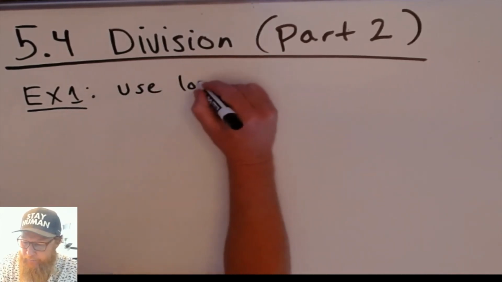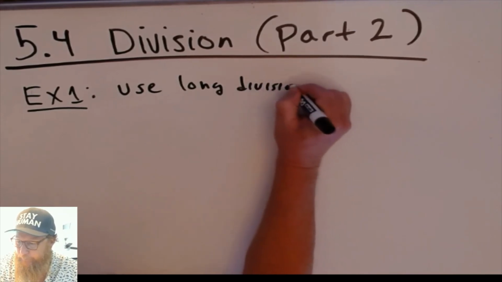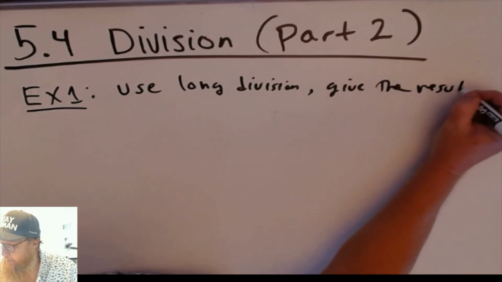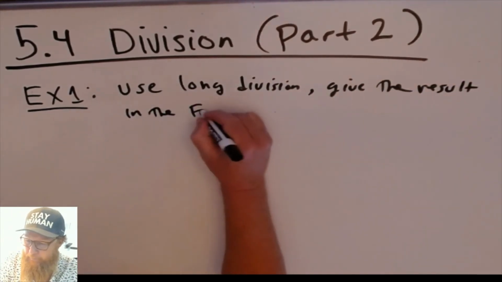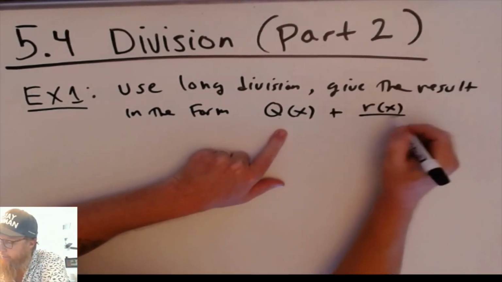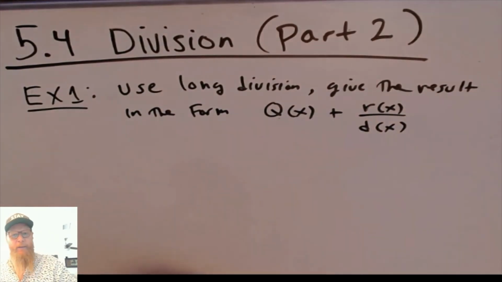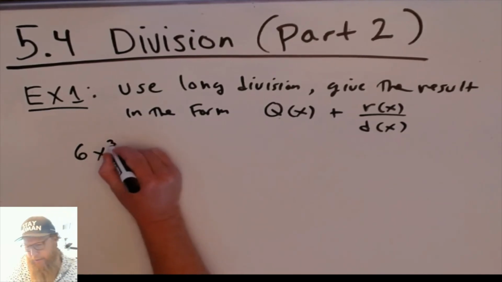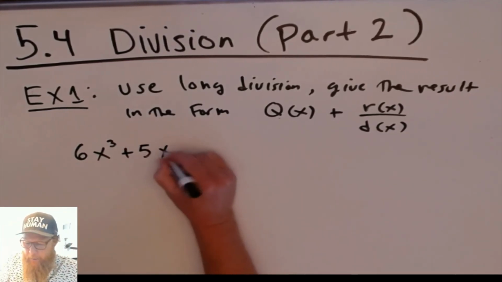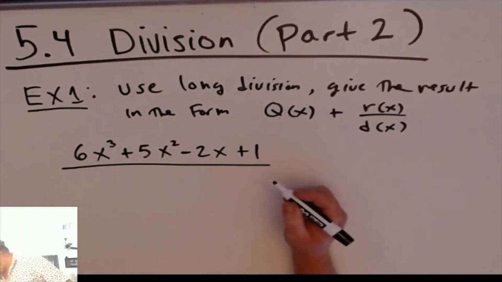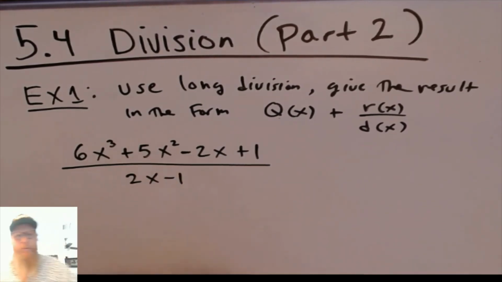Use long division and give the result in the form q of x, that's our quotient, plus r of x, our remainder, over d of x. All right, so I've got an example here. Let's do 6x cubed plus 5x squared minus 2x plus 1 over 2x minus 1.